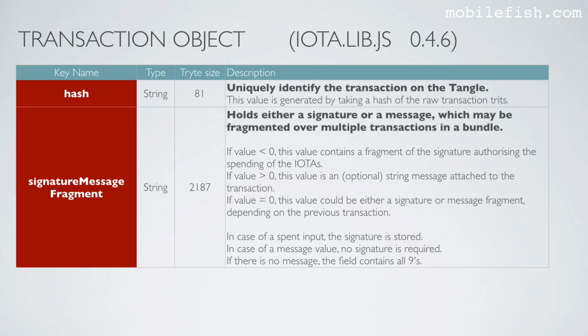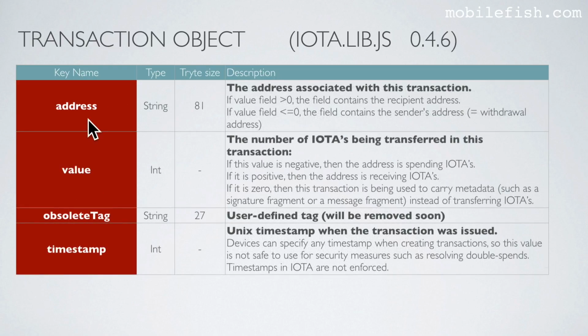The transaction object keys described in these slides are based on iota.lib.js version 0.4.6. The hash field uniquely identifies the transaction on the Tangle. The signature message fragment holds either a signature or a message, which may be fragmented over multiple transactions in a bundle. The address fields hold the address associated with this transaction. If the value field is greater than 0, the field contains the recipient address. If the value field is smaller or equal than 0, the field contains the sender's address.